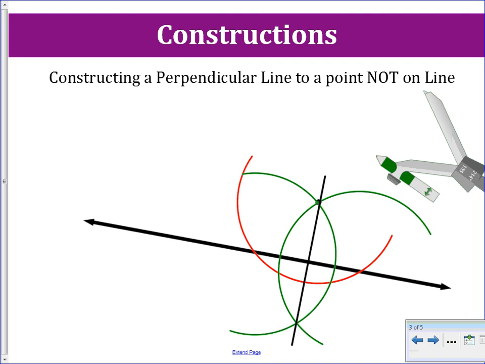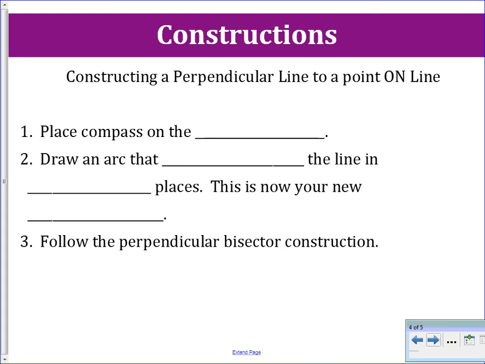The next construction is very similar. The only difference here is you are constructing a perpendicular line to a point that is on the line. So now our point is located on the line. The only place that we can put our compass is on the point. Our next step is exactly the same as the last one. We put our compass on the point and we are going to draw an arc that intersects the line in two places once again.